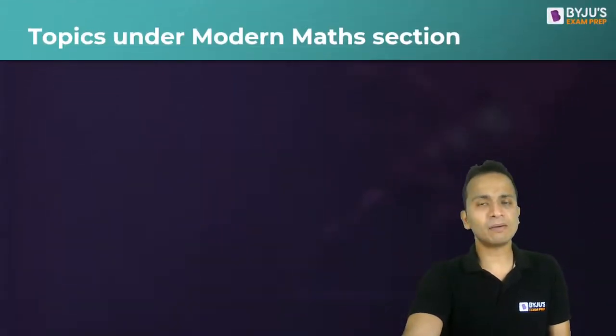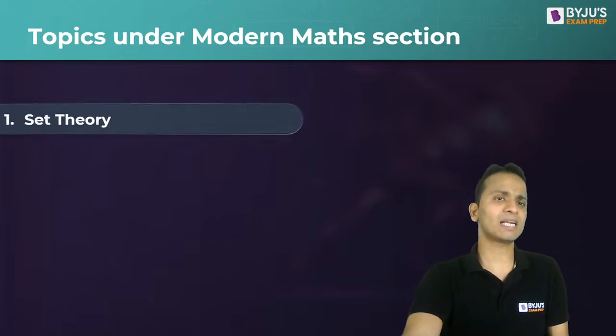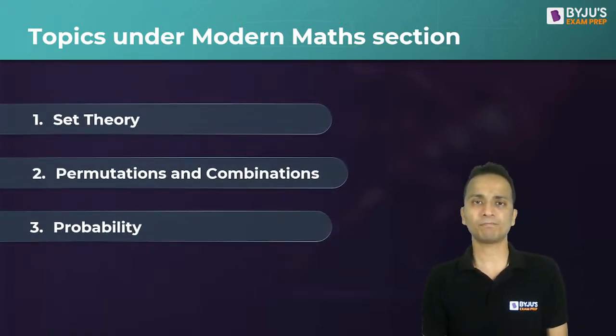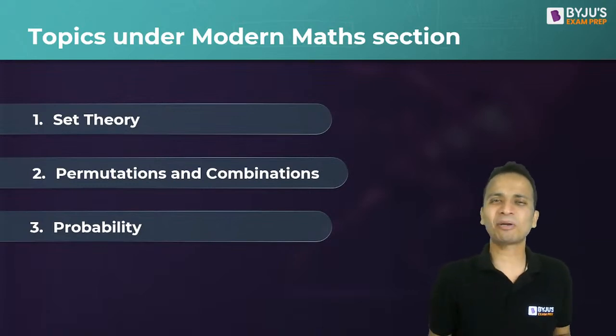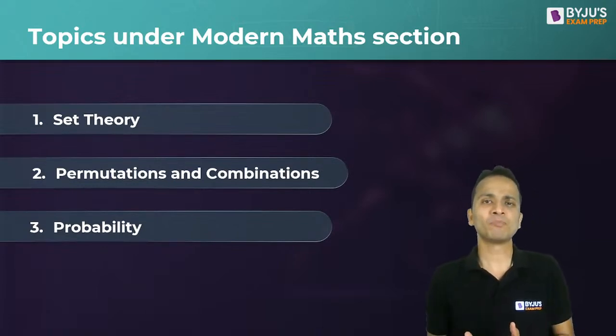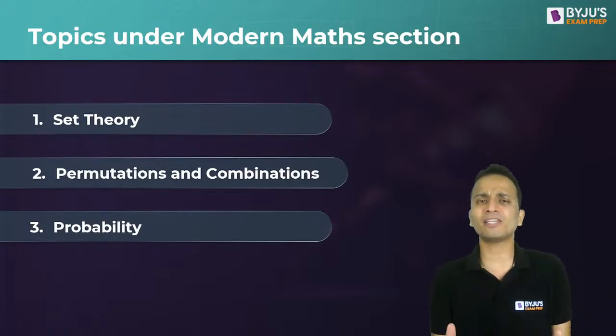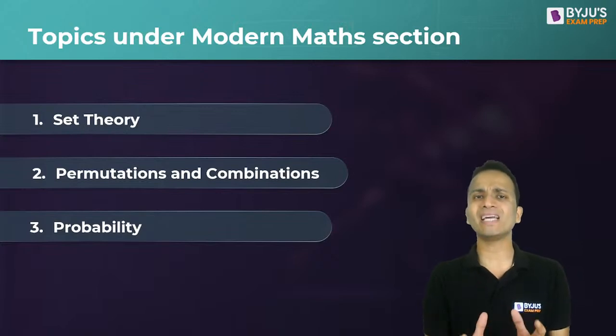All right. Now, the topics that come under modern mathematics are set theory, permutation combination, and probability. Now, probability is nothing but permutation combination. You just need to find out the number of favorable cases and divide it by the total number of cases. So if you have good control over permutation combination, then probability will be an easy task to finish for all of you.